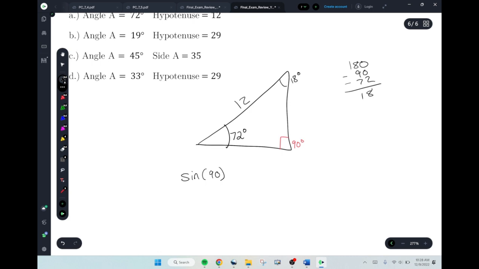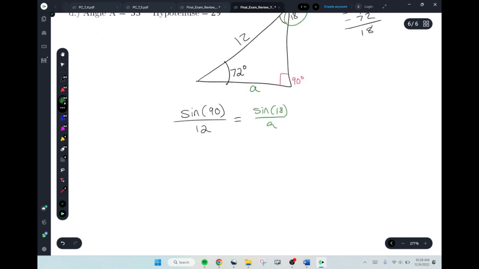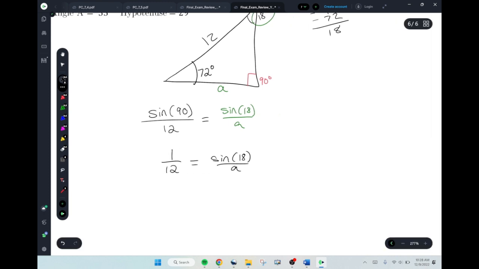Sine of 90 over 12 equals what? Which one do you want to do first? They're the same. 18? Okay, cool. Let's call this A. And let's call 18 capital A, equals the green stuff, which is sine of 18 over A. All right, what's the sine of 90? You know that. You don't even have to do it in your calculator. That's a gimme. Isn't it 0? No, 1. So you got 1 over 12 equals sine 18 over A. What do you want to multiply by? A equals sine 18 times 12, which is approximately something.